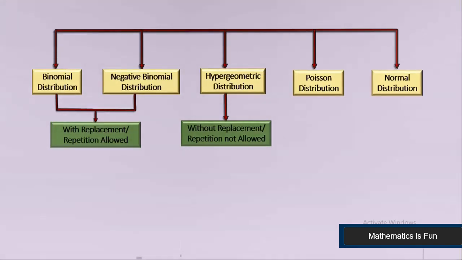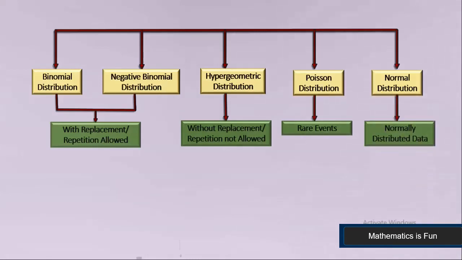Let's move towards the next distribution, that is Poisson distribution. In Poisson distribution, we discuss rare events. So what does it mean by rare events? That the probability of occurrence of the event is very, very small, that we have a large number of trials, but the probability of occurrence of that particular event is very, very small. So these types of events are called rare events. So whenever we have to deal with rare events, we use Poisson distribution.